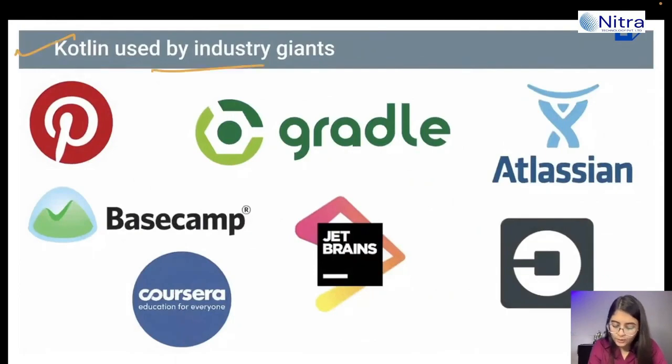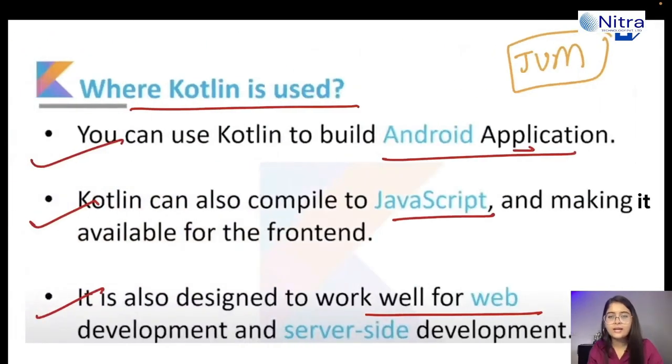Awesome. Kotlin is used by industry giants. These are some of the organizations that are heavily relying on Kotlin as the programming language: Pinterest, Coursera, JetBrains, Atlassian, Gradle, and the list is really very long. So the application of Kotlin, the programming language, is vast.